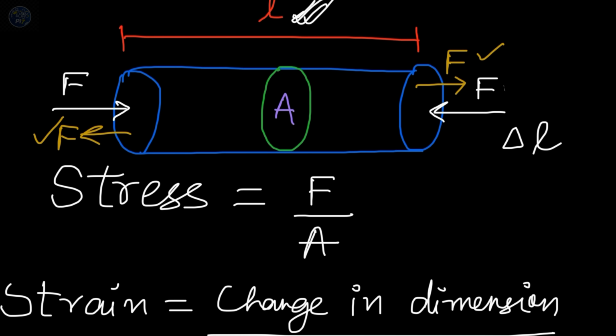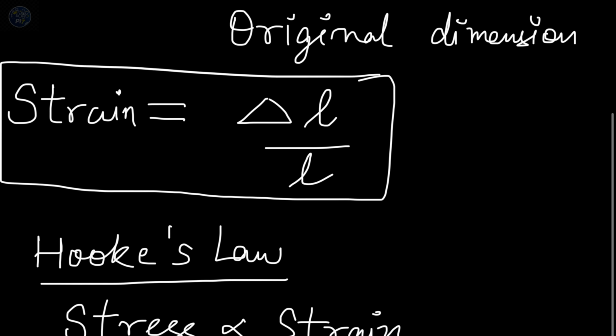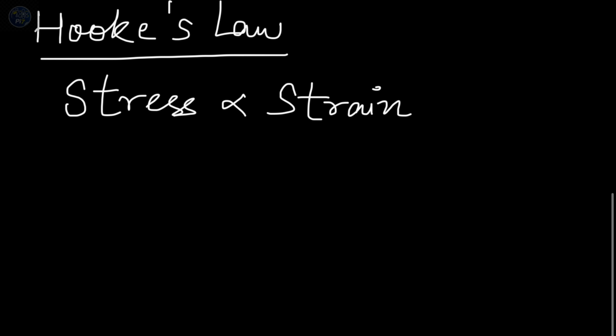We increased the force in such a way that the new strain is twice of the original or the old strain. We increased the compressive forces in such a way that the new strain is twice of the old strain. Then what will happen to stress? Then from Hooke's law, we know that the new stress will be twice of the old stress.